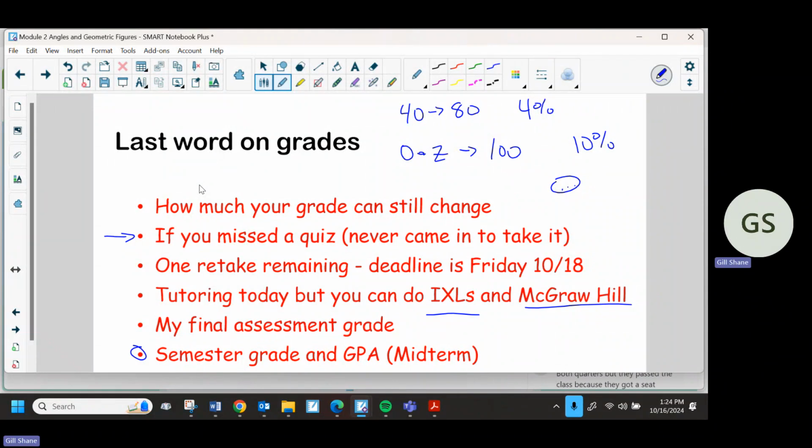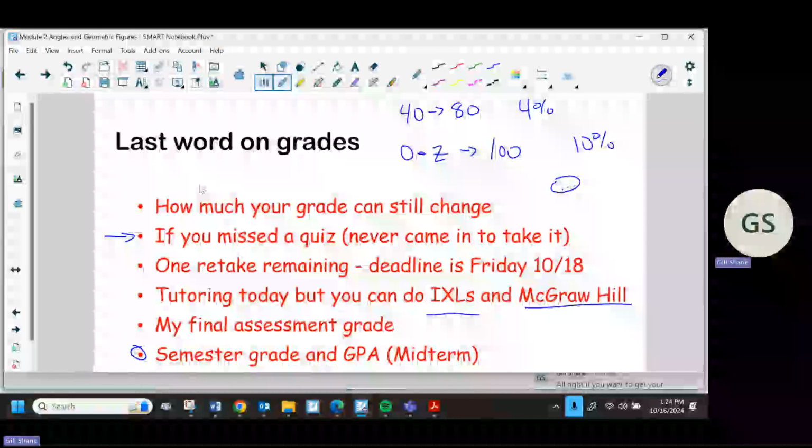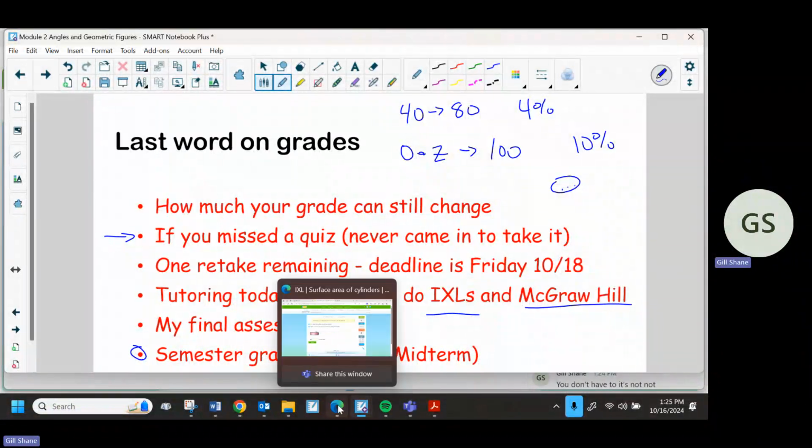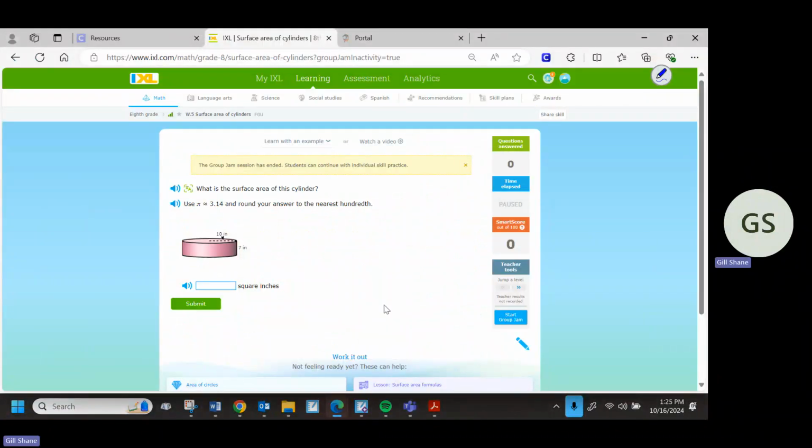All right, if you want to get your computer out, you can. You don't have to. It's not required at all. It's not even really going to help you. We're going to do the 2 shapes. So I've got to invite you. How do I invite you? I may have to start. Let me start over.